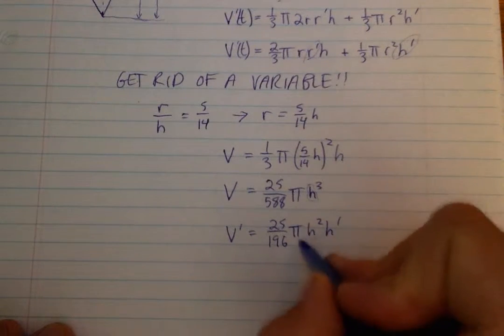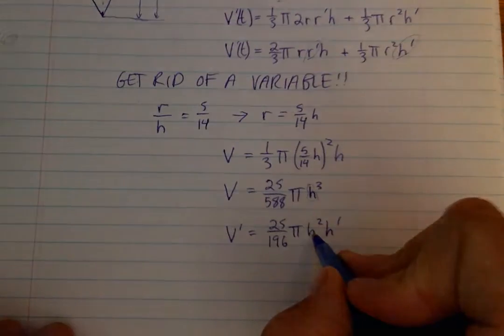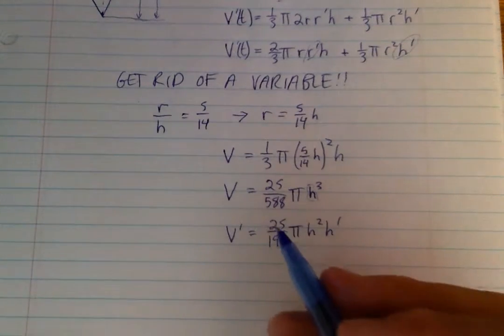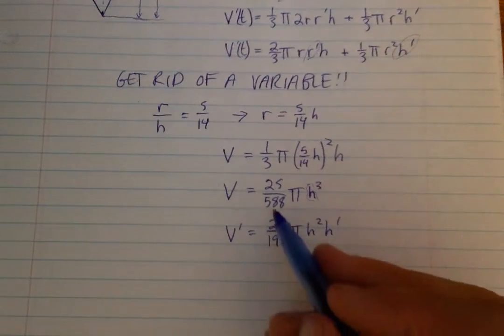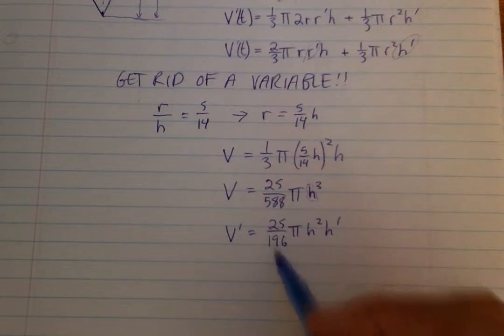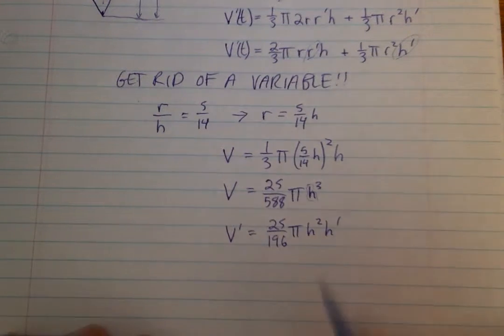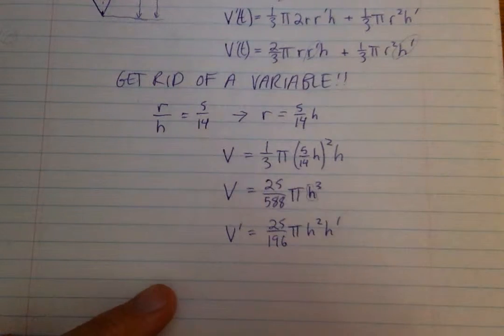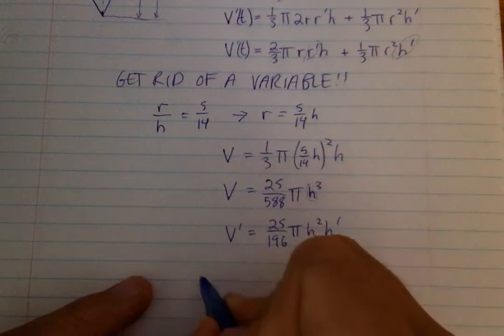What did I do there? We knew it was 3h squared. So I went ahead and I said, what can 3 over 588 reduce to? And I found that we can actually reduce it to 25 over 196. h squared h prime. What are we looking for? We're looking for h prime. So let's solve for it.